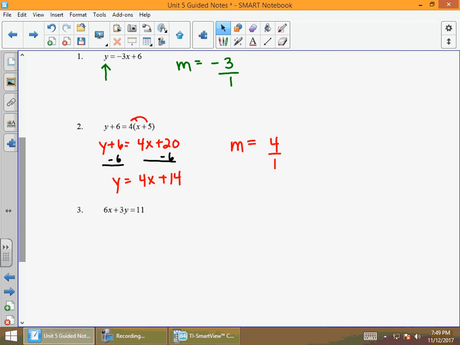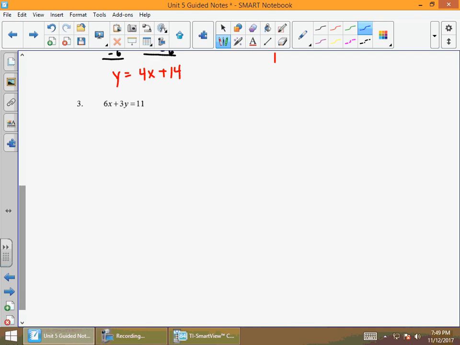And the last one, this is what they call standard form. I have to solve for y. The first thing I'm going to do is subtract 6x on both sides. So 3y is equal to negative 6x plus 11. I cannot combine those terms because they are not alike. And now this is 3 times y, so I need to divide by 3. And I will divide everything by 3. Because 3 divided by 3 is 1y. Negative 6 divided by 3 is negative 2x. And 11 divided by 3 is just that. It's 11 thirds.